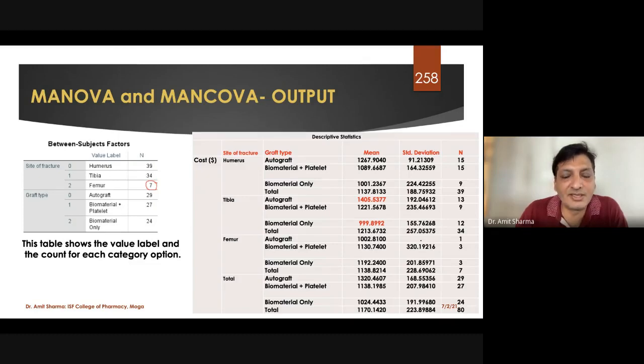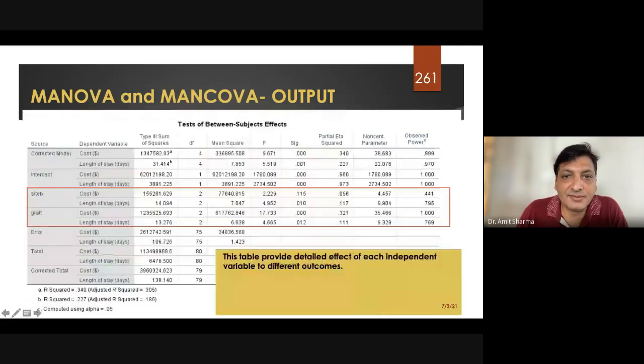If the test fails, we are getting a Levene's value, or test for homogeneity value, less than 0.05. It means 7 patients are not sufficient for comparison. So in that case, we have to include more patients having a fracture of femur.